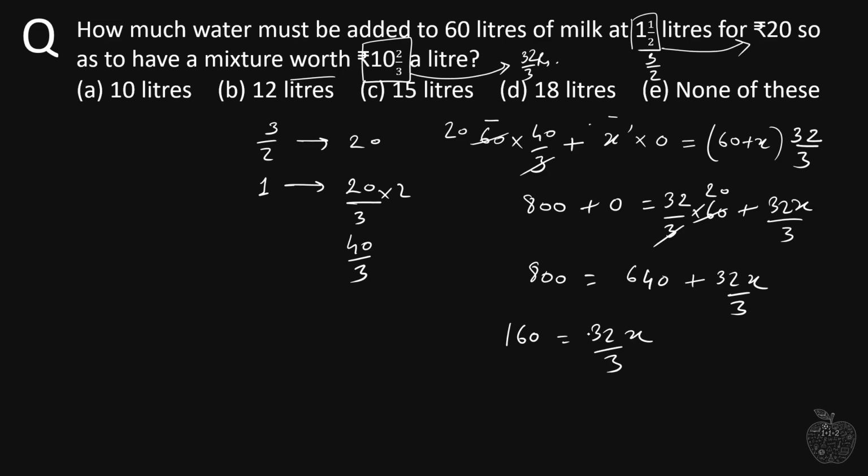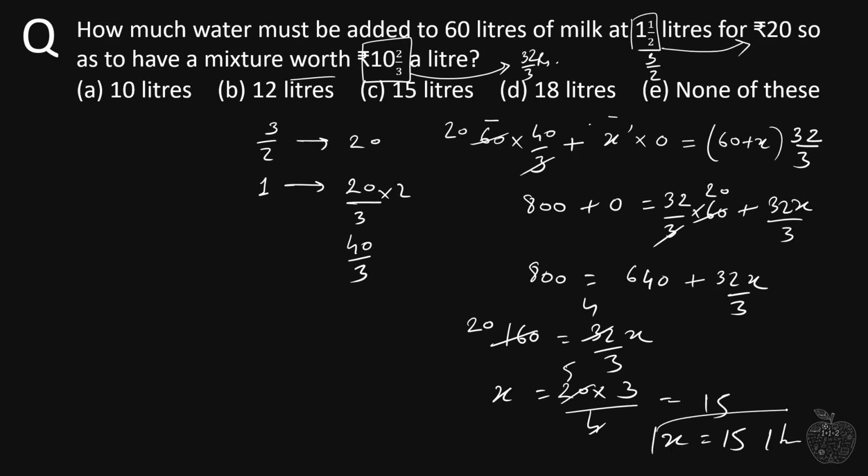Now we can simplify this with 8. 8 2s are 16 and 8 4s are 32. So we get x equals 20 into 3 divided by 4. So 4 5s are 20 and 5 3s are 15. So we have got the value of x, which is 15 liters, and this is our required answer. So here option C is the correct one.